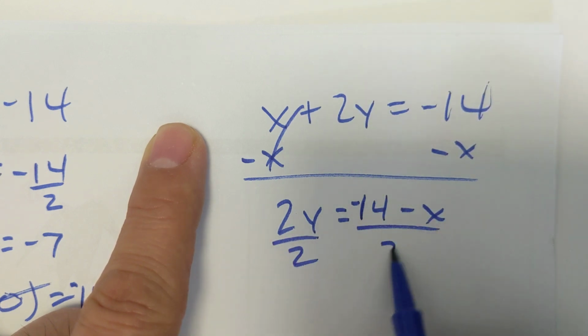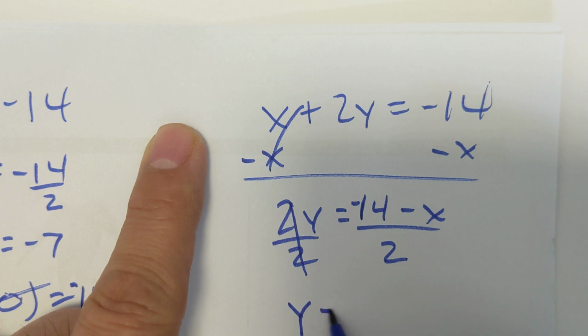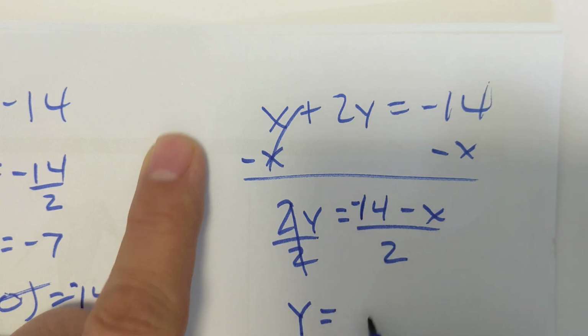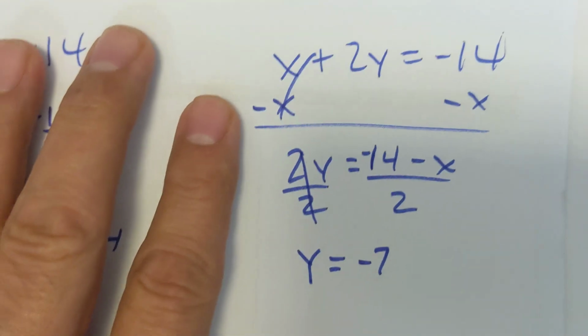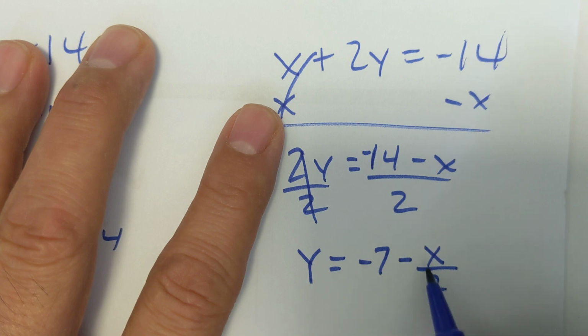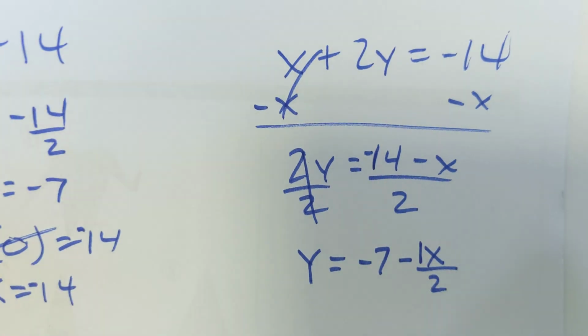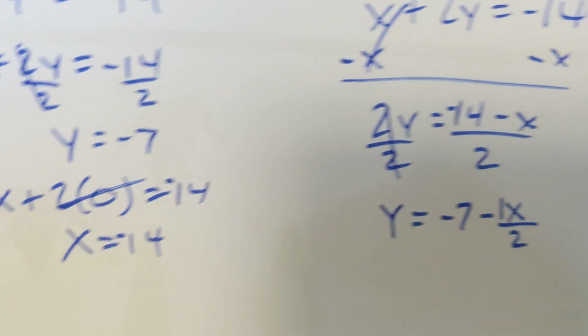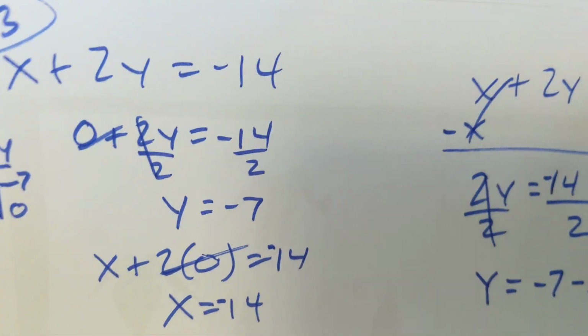We're going to divide by 2. And so y is isolated, and negative 14 divided by 2 is negative 7. And then we can't do this, so we'll just leave it minus x divided by 2. But so we can see the slope, we'll put the invisible 1 in next to x. No matter which of these methods we use, the graph should be the same.